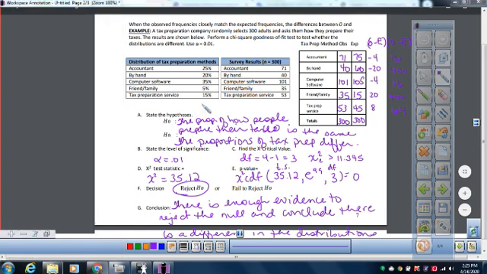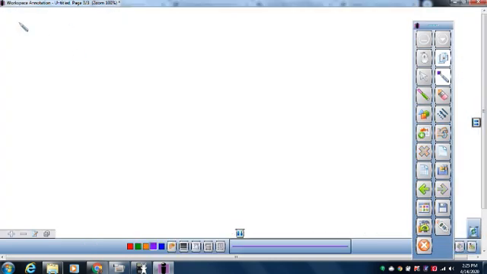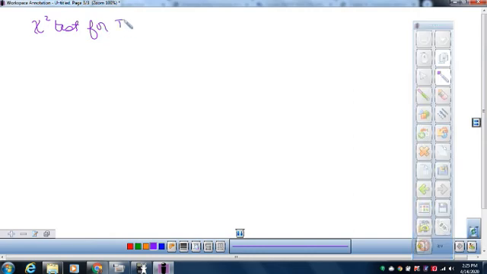So that is section 10.1. Section 10.2 is the chi-squared test for independence, or homogeneity. Same setup, looks the exact same, the only difference is in how the question is asked.